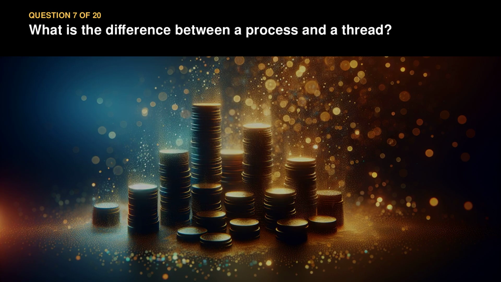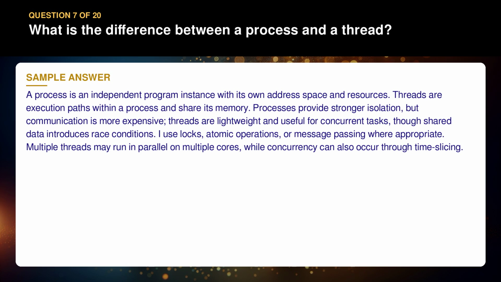Question 7. What is the difference between a process and a thread? A process is an independent program instance with its own address space and resources. Threads are execution paths within a process and share its memory.